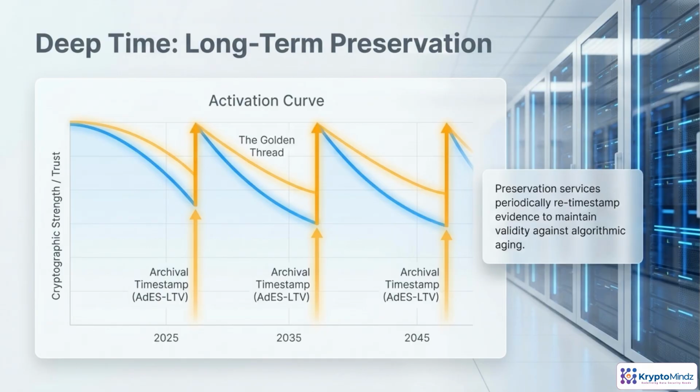Long-term preservation is about keeping signatures and evidence trustworthy, even as cryptography weakens over decades. Algorithms age, keys get shorter relative to attack power, and what was secure in 2025 may be breakable by 2045. To counter that, a preservation service periodically wraps the original signature and all validation data in a new, stronger archival timestamp. Each renewal extends this golden thread of trust, so the bank can still defend that signature far into the future.